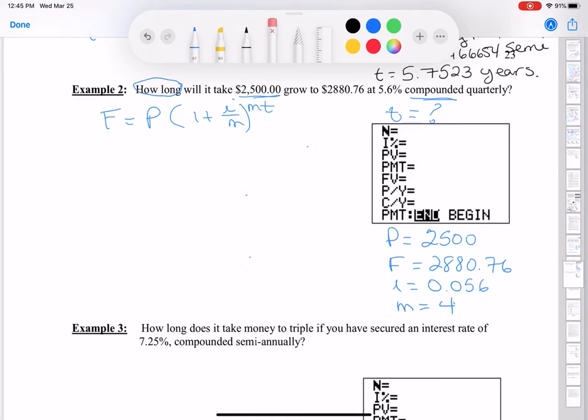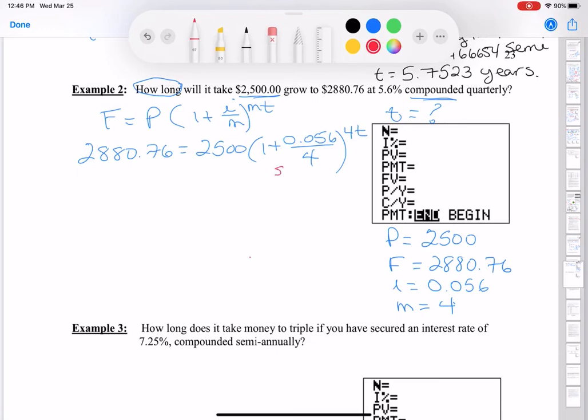All right, so now I'm going to take all of those values and place them into the formula, do some substitution. So here I go. We have 2880.76 as my future value. My present value is 2,500, and my interest rate is 0.056 over 4, to the 4t. All right, now let's go through the steps algebraically of what we need to do to solve for t, which is what we ultimately want to get to.